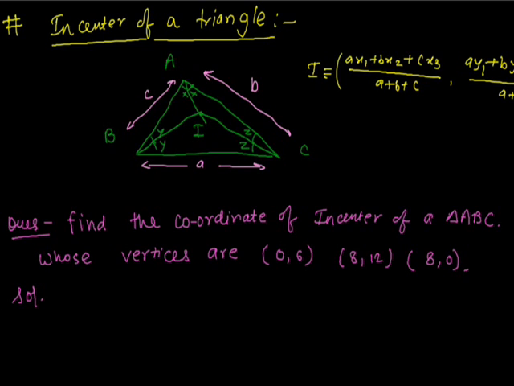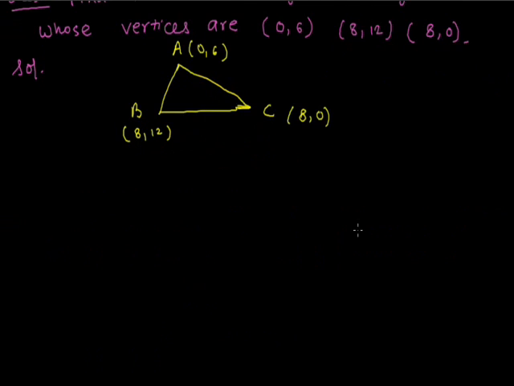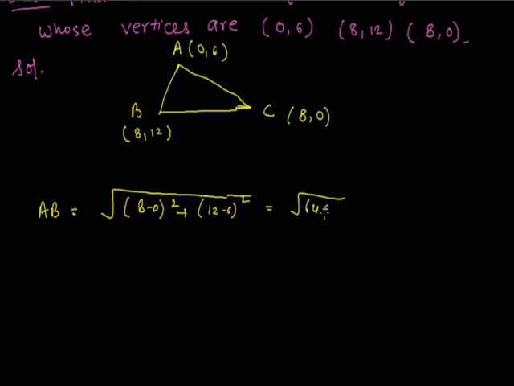First of all, we will find the distances between these three vertices, because we will use the lengths of the sides opposite to the given vertices A, B and C. So first of all, we will apply the distance formula between these points in order to find the lengths of AB, AC and BC. Then according to the distance formula, the distance AB will be given as 8 minus 0 whole square plus 12 minus 6 whole square. We will obtain 64 plus 36, that will be 100, and it will be 10 centimeter.